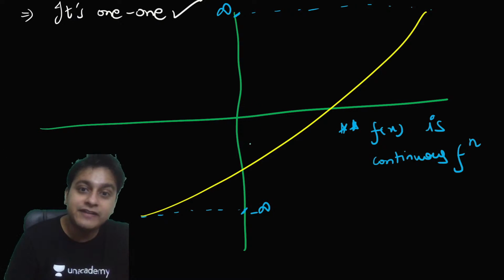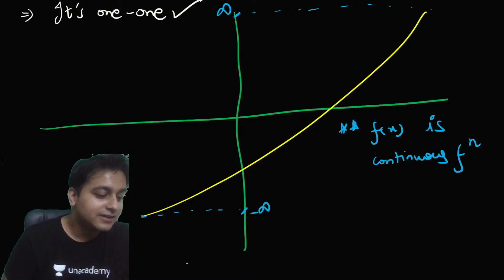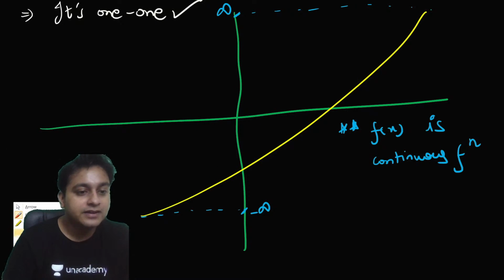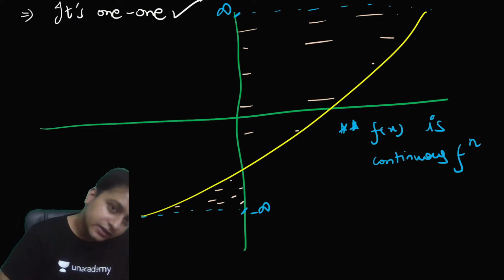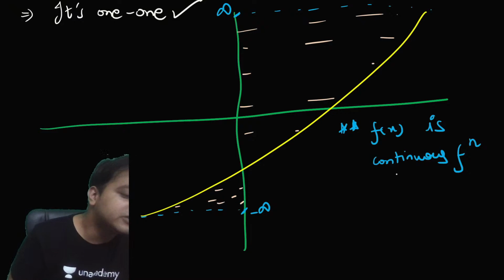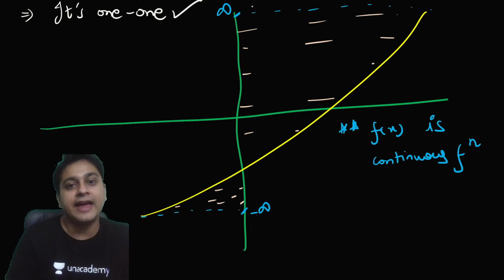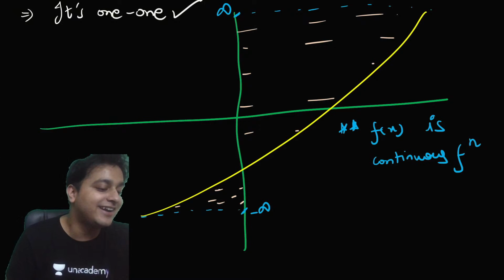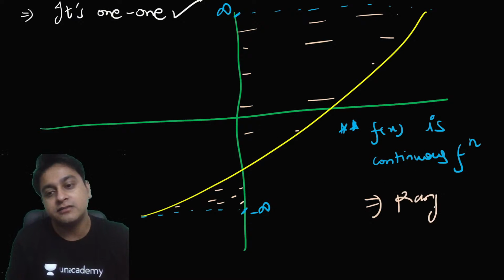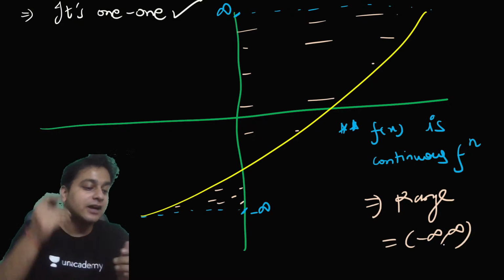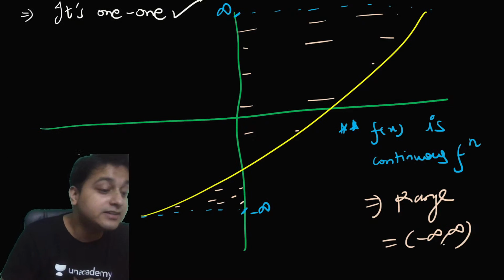Will we get each and every value now on the curve, on the graph? Tell me. Yes. We will get, as it is a continuous function, everything has been attained. That's the reason why, guys, your range is nothing but minus infinity to infinity. Understood? That's how you can say that. How? Because the function is continuous.